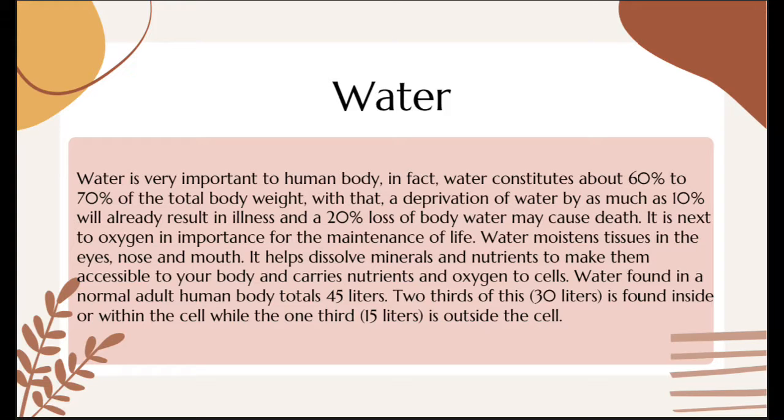Water moistens tissues in the eyes, nose, and mouth. It helps dissolve minerals and nutrients to make them accessible to your body and carries nutrients and oxygen to cells. Water found in a normal adult human body totals 45 liters. Two-thirds of this, which is 30 liters, is found inside the cell, while the one-third, or 15 liters, is located outside of the cell.